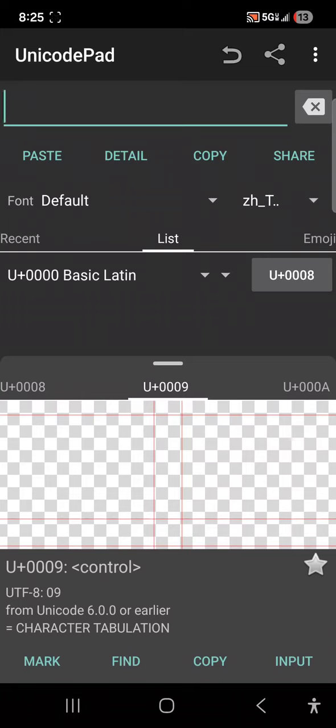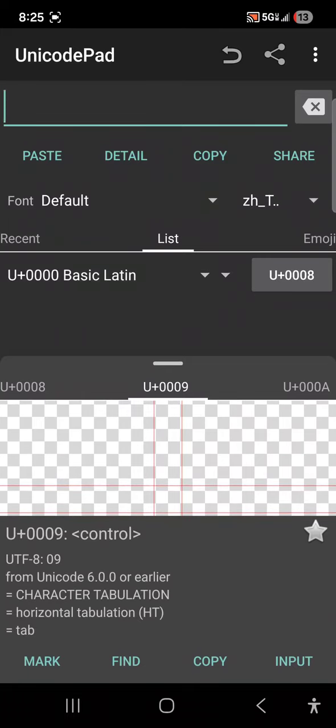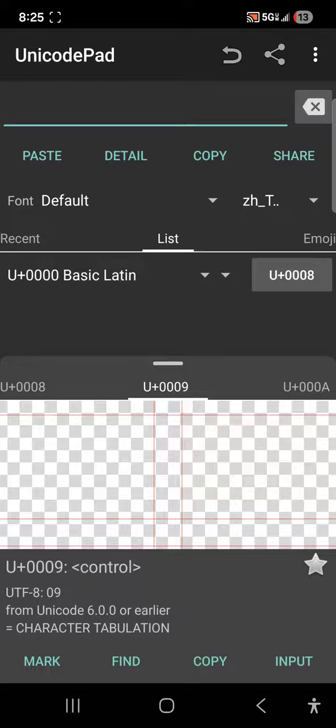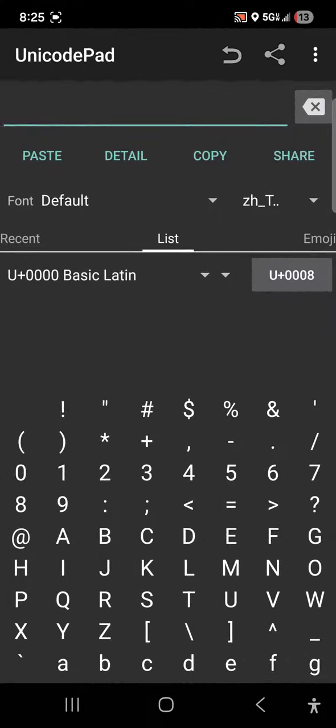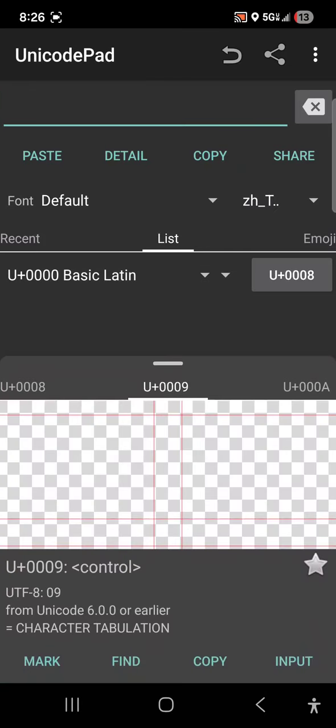This is character tabulation, also known as horizontal tabulation or just tab. It's a control character that tabulates a character.